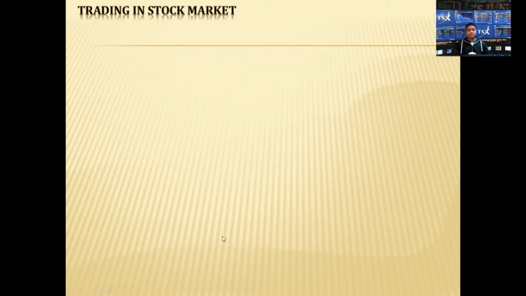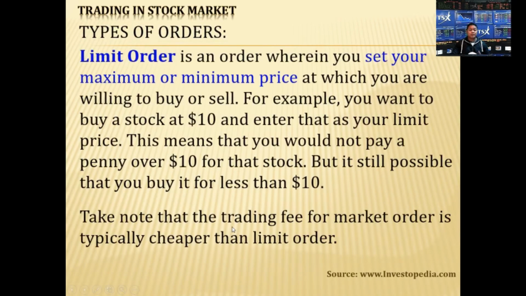Next is limit order. Limit order is an order where you set your maximum or minimum price. In short, when you use limit order, you want to buy a stock, but you're setting a condition. You're setting a price where you're gonna buy that stock at that price. For example, you want to buy a stock at $10 and you enter that as your limit price.